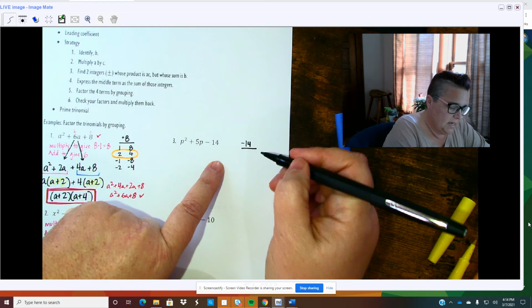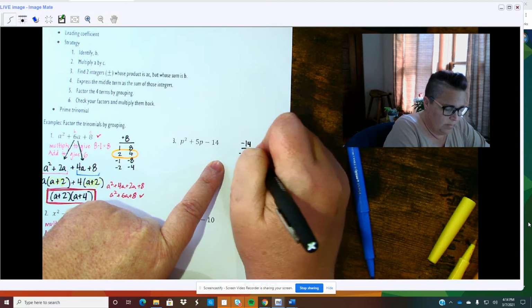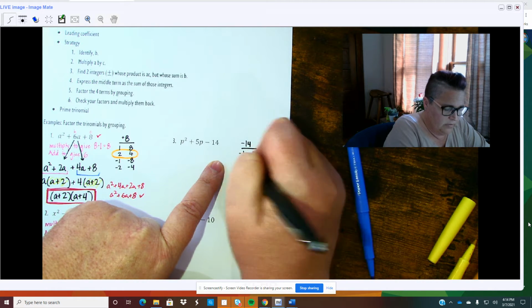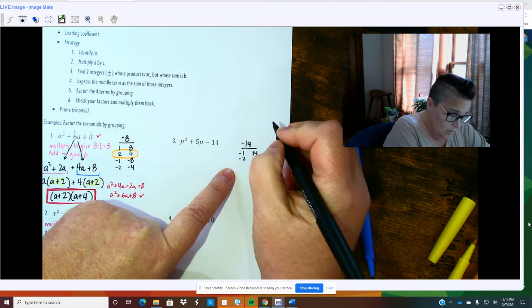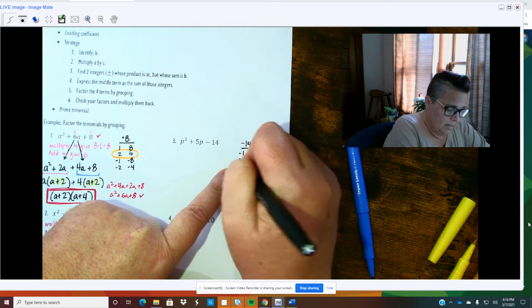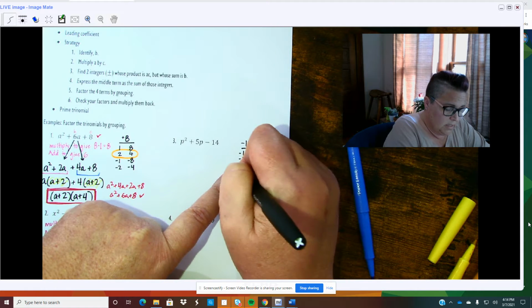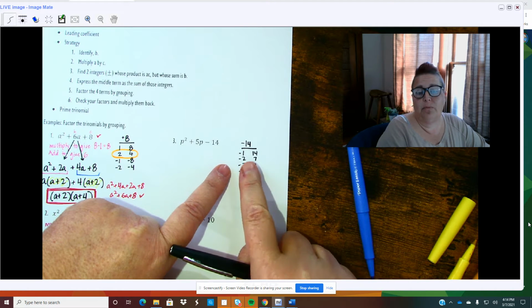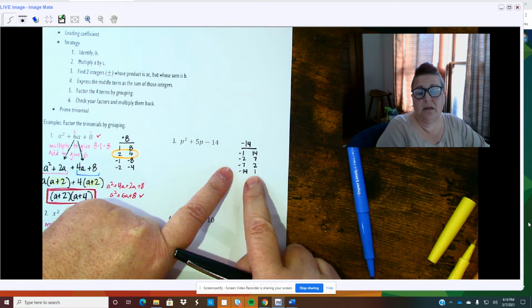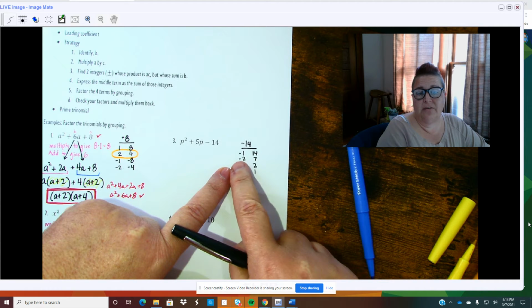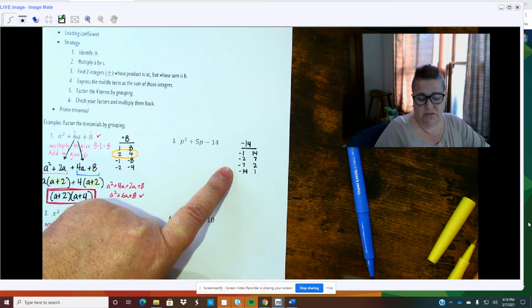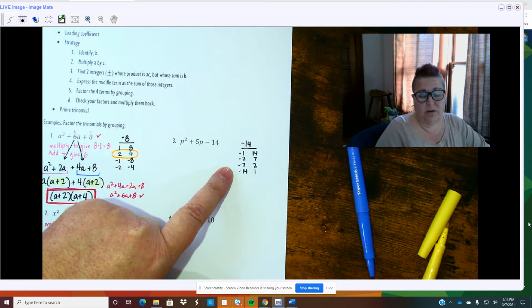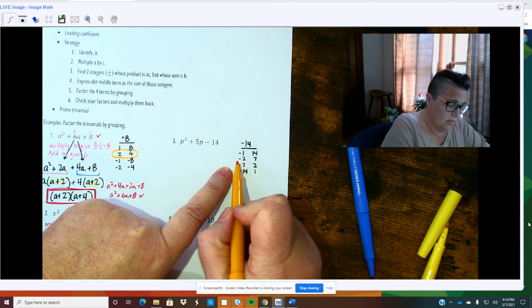And the factor pairs of negative 14 would be a negative 1 with a positive 14, a negative 2 with a positive 7, or a negative 7 with a positive 2, and a negative 14 with a positive 1. It's important to consider, particularly when it's negative, both positive and negative pairs, right? Because if you don't, a negative 2 and a positive 7 gives you a different sum than a negative 7 and a positive 2. We need two numbers that will add to be a positive 5.